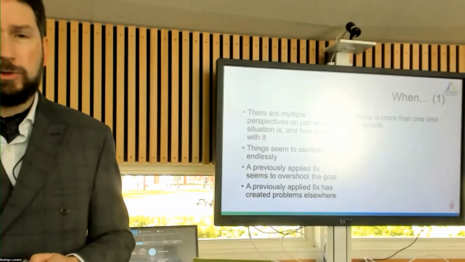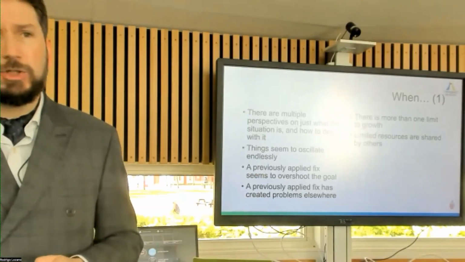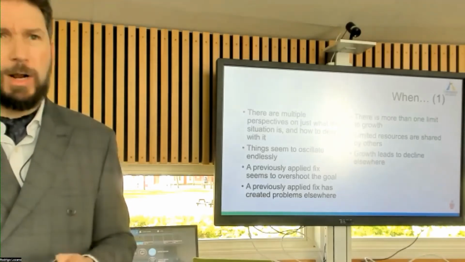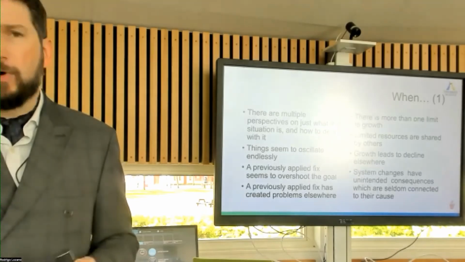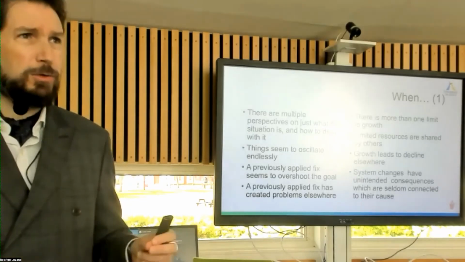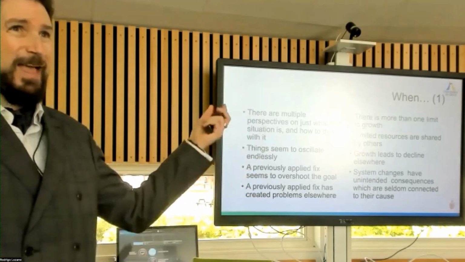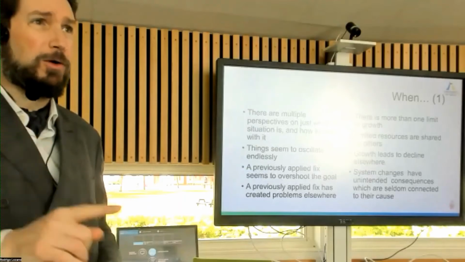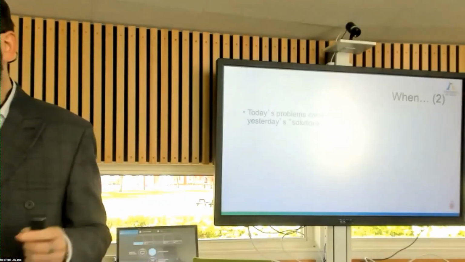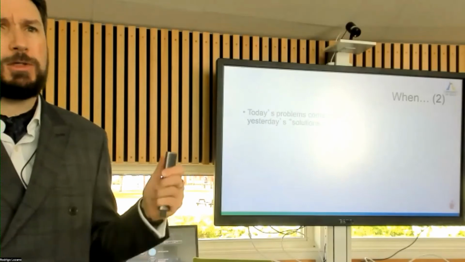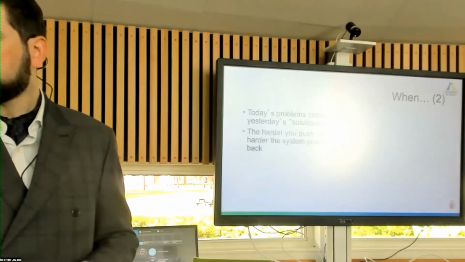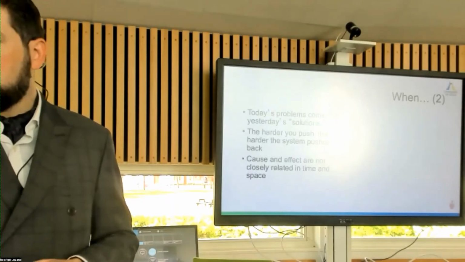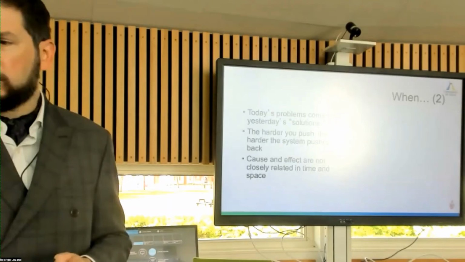There is more than one limit to growth. We have limited resources that are shared by others, like in the fish game. Growth leads to decline elsewhere, and system changes have unintended consequences which are seldom connected to the cause. So when you don't really understand what is happening, you come back to systems thinking and you think about reinforcing feedback loops, balancing feedback loops. When today's problems come from yesterday's solutions, the harder you push, the harder the system pushes back. When the cause and effect are not closely related in time and space.